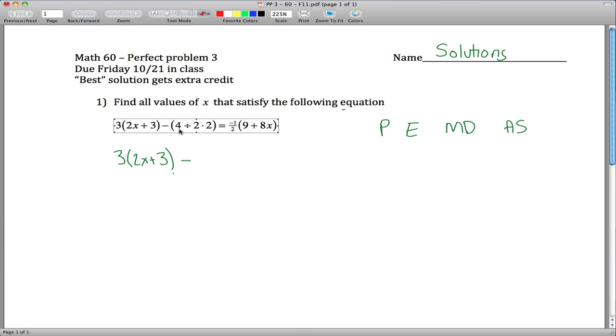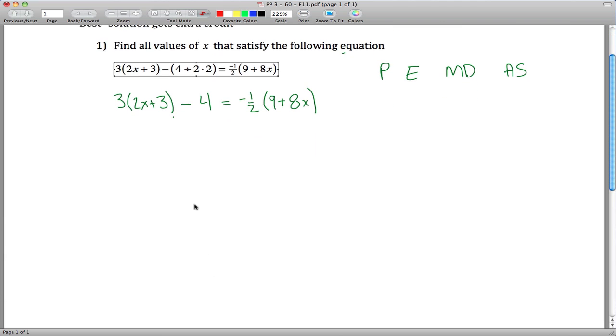Multiplication and division are a tie, so you go left to right. So you do this 4 divided by 2 first, and that's 2. And then that times 2 is 4. So everything in those parentheses just changes into a 4, and we'll leave everything else alone. So what I did is I changed these parentheses to this 4 right here. And now there's no more stuff we can do inside parentheses.